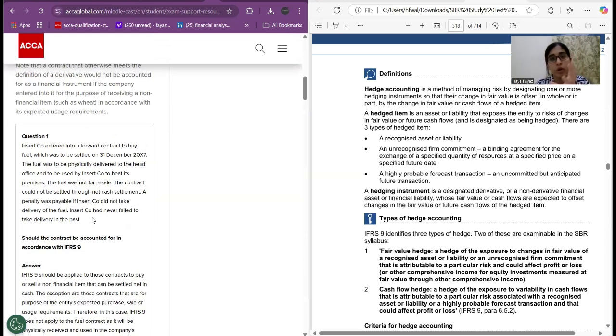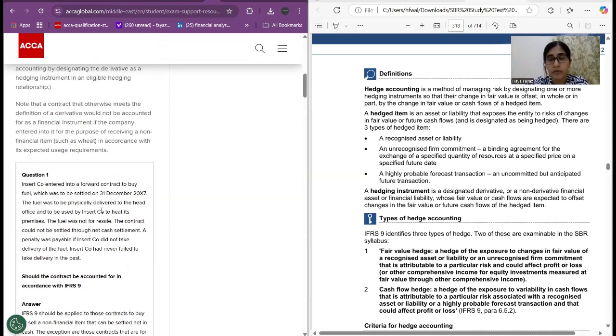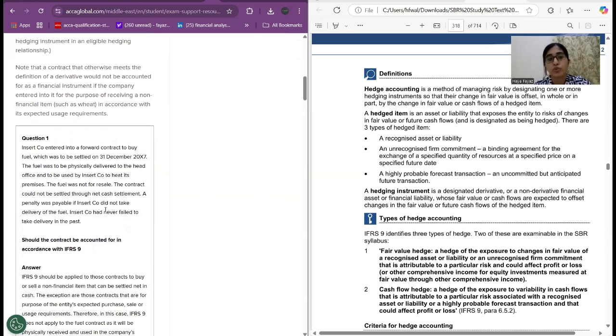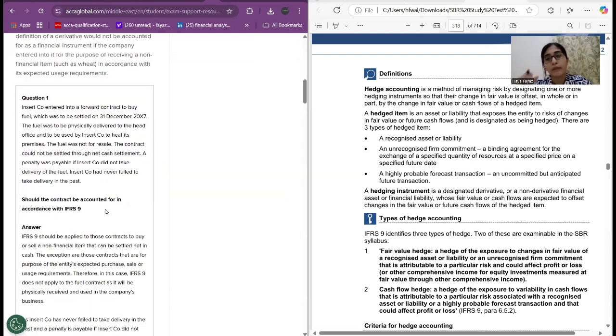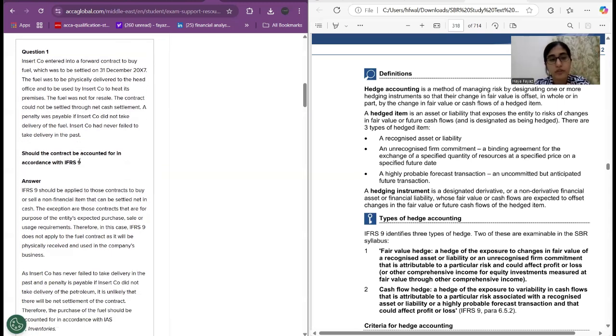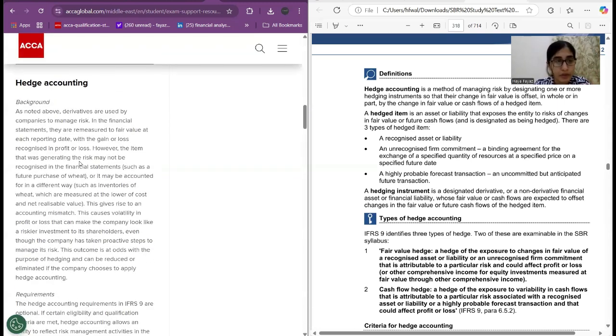So make sure this is not for own purpose. Sometimes in the scenario it will be there that the business is using it for own purpose. It's for business purpose, or you felt from the scenario it's for business purpose. Understand that it is not supposed to be a derivative contract, then it does not meet the criteria for derivative accounting. So Insert enters into a forward contract to buy fuel, which has to be settled on 31 December. Okay, let's discuss this further, and we are going to discuss hedge accounting also.